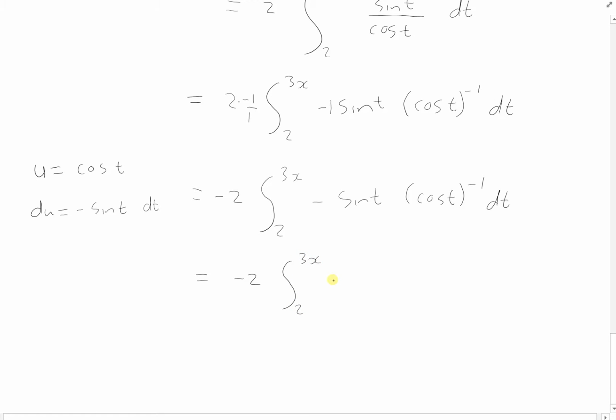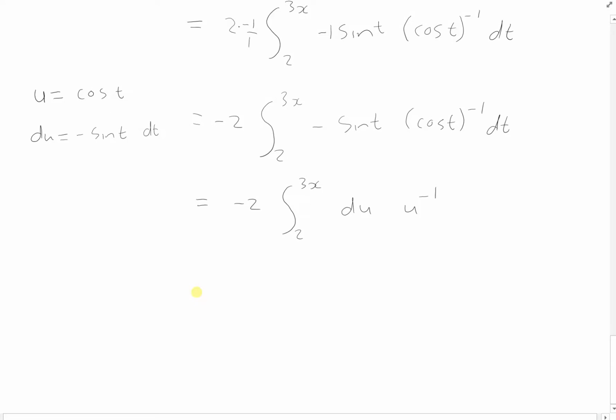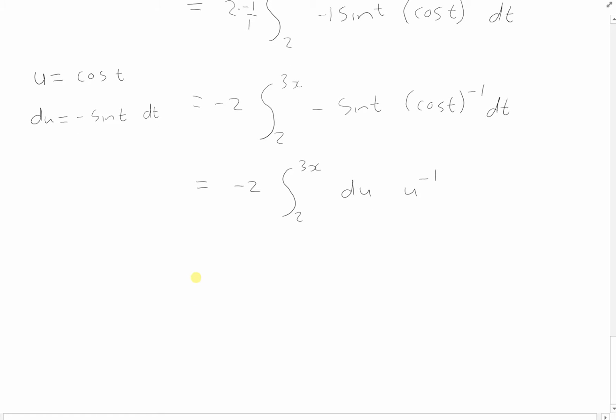So this is going to be my du basically, and u to the negative 1. Now if you remember anything about logarithms or the integral of logarithms, it's the fact that if you ever have something like the integral of 1 over x dx, that's actually just going to be ln of x.